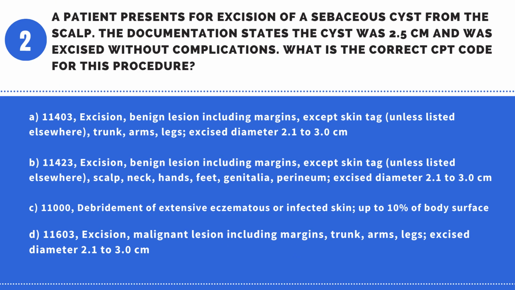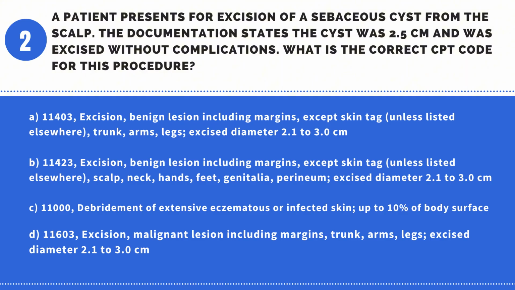Question 2. A patient presents for excision of a sebaceous cyst from the scalp. The documentation states the cyst was 2.5 centimeters and was excised without complications. What is the correct CPT code for this procedure?